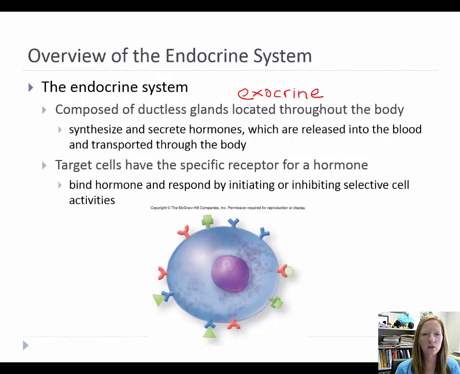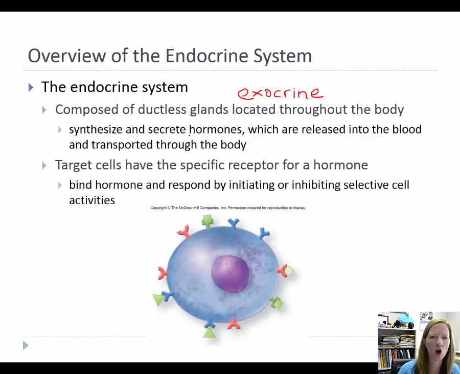That's going to be different than these endocrine glands. An endocrine gland is still a gland that secretes substances, but in this case it's going to secrete a hormone, and there are no ducts. The hormone has to diffuse through tissue and get to the bloodstream. It doesn't have to go very far. So those are some of the main differences between exocrine glands and endocrine glands.